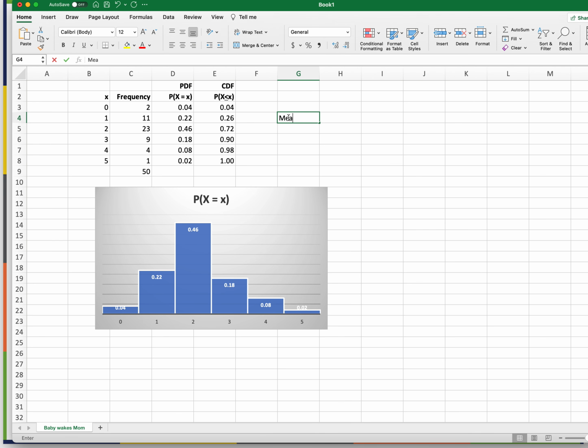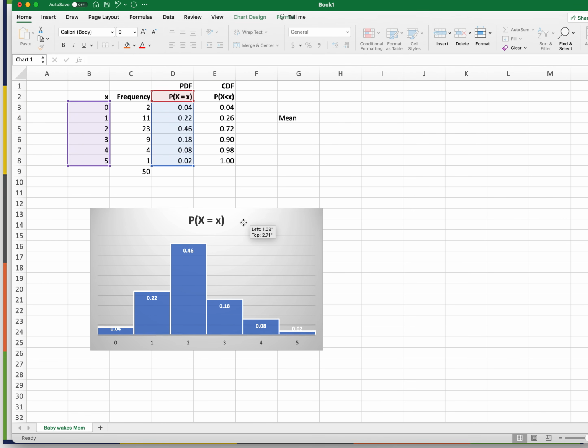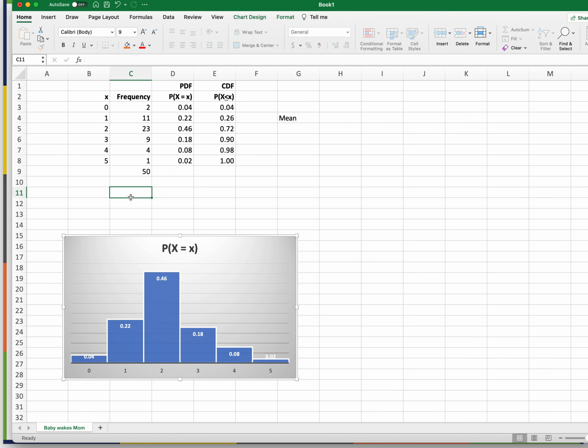So I put mean, equals, and maybe I should do it down here. Let me move this around. I'm going to put mean down here. Mean equals, and maybe I'll write it to justify it. Mean is basically this number times this number plus this number times this number plus this number times this number, and I add them all up. But luckily there's a function for that in Excel.